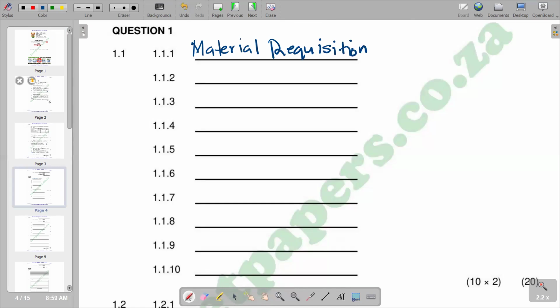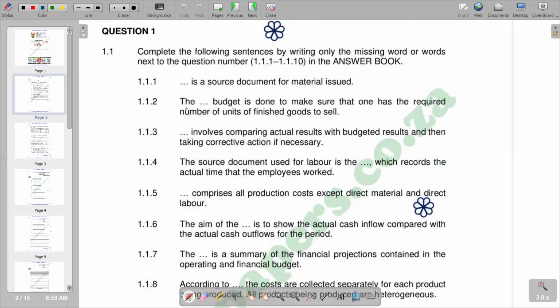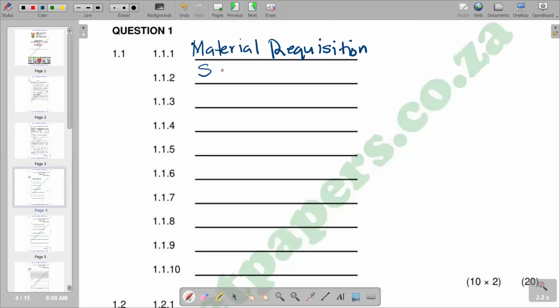Moving on to the second question, which is the dash budget is done to make sure that there is the required number of units of finished goods to sell. So you see that the budget that we use to make sure that there are required number of units of finished goods to sell is the sales budget.